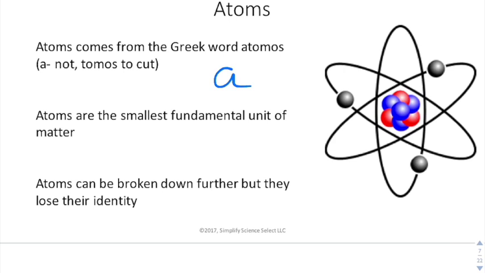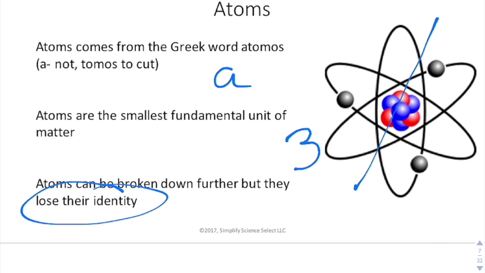Now there is some experimental evidence that we'll get into for the atom, and that's going to be the focus of Unit 3. So you can break an atom down, you can cut it in half, but at that point it loses its identity. So once it loses its identity, we say it's no longer what it is. That's why it's considered to be an atom. So an atom is the smallest fundamental unit of matter that retains its identity.